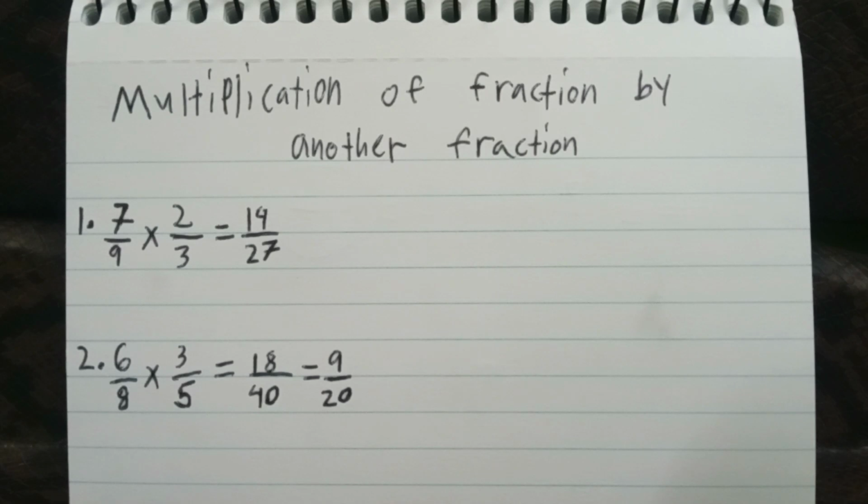Let's start multiplying our numerators. 7 times 2 is 14 and 9 times 3 is 27. Can we simplify that? No. So let's go to the second example.